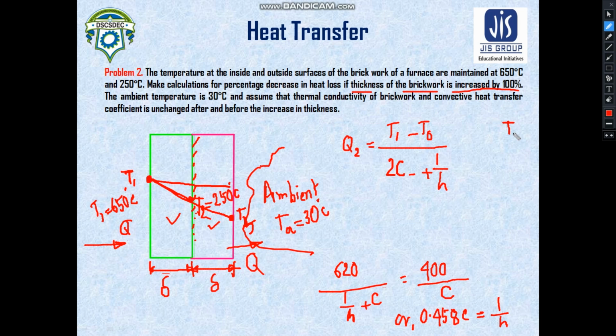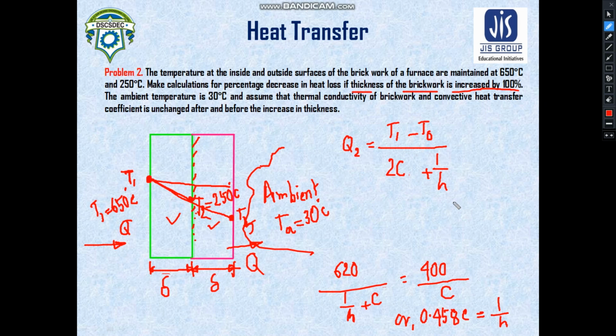Okay, it will be like this: K into T1 minus T3 divided by 2 delta into A. So if you try to find out the thermal resistance, then it would be in this format. Okay, so it is quite obvious that we have now found out that this Q2 can be related by this formula: 2C plus 1 by H.